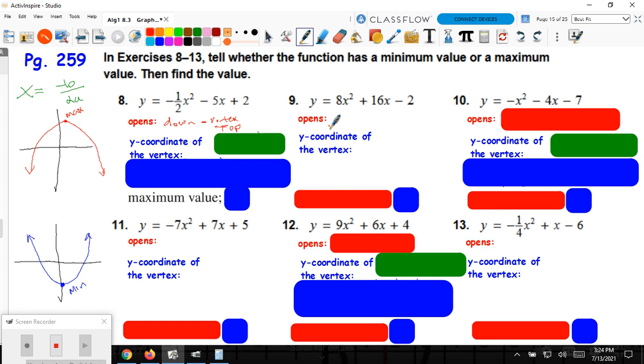This one opens positive here, so it's going to open up. Opening up, we're going to have a minimum. So our vertex is at the bottom. This one's at the bottom.